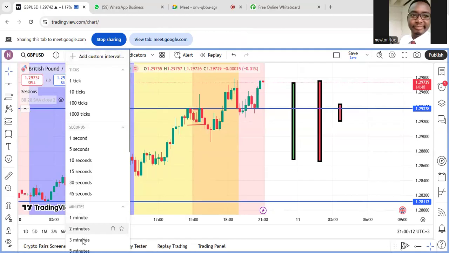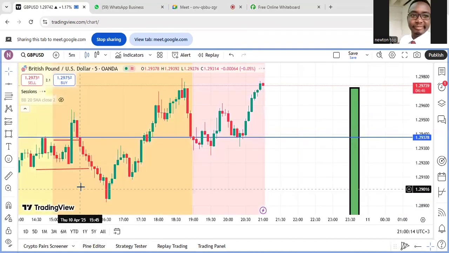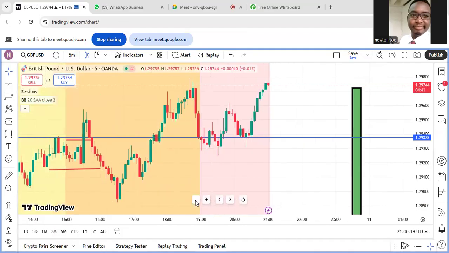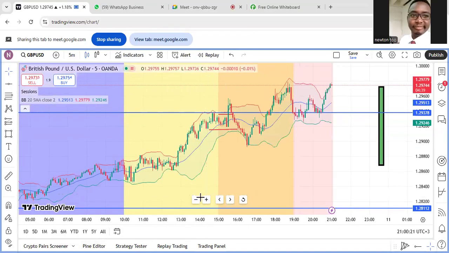Maybe you can check other entries. Another entry: we had the Bollinger Band. You can see this one.